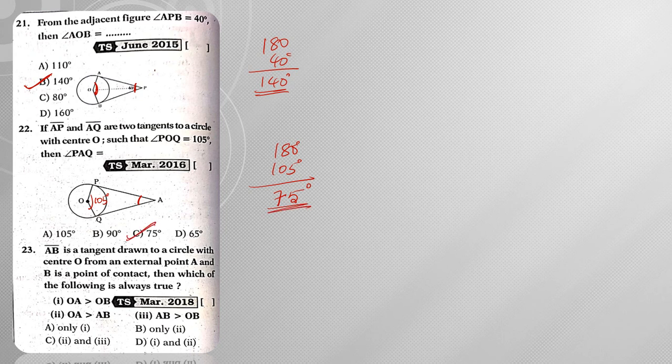Next, AB is a tangent drawn to a circle with center O from an external point A, and B is a point of contact. Then which of the following is always true? What has he given? AB is drawn to a circle with center O from external point A, so A is the external point and B is the point of contact. This is the tangent that I have drawn, right? And O is the center of the circle. Then which of the following is always true?